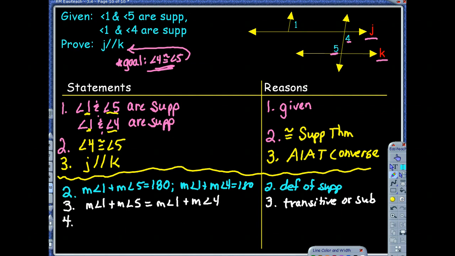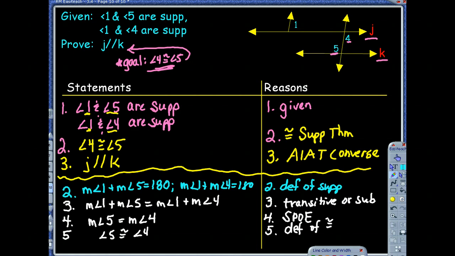I now see that the measure of angle 1 is on both sides of the equation, so I could use the subtraction property of equality to take that away and be left with just the measure of angle 5 equals the measure of angle 4, subtracting the measure of angle 1 from both sides. Now I could say those are congruent. Is it okay that I have angle 5 congruent to angle 4? Sure, it's not my final outcome. So I could say they're congruent by definition of congruence. Then I could say J is parallel to K, still by the AIAT converse. This one was basically twice as long.